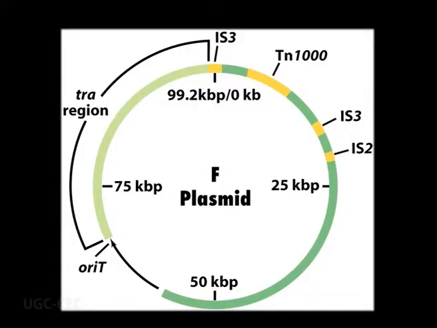You can see in this figure, there are several specific areas of the F plasmid: the origin of replication, the TRA region, the insertion region, and also the modification region. So this particular plasmid ultimately has to be subjected to transfer from the donor to the recipient.